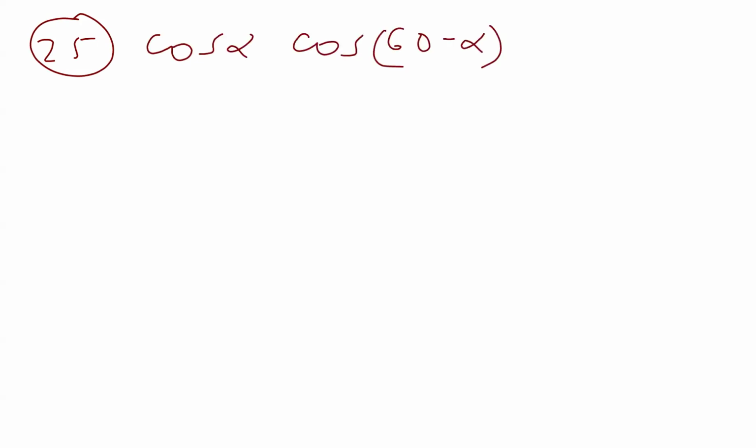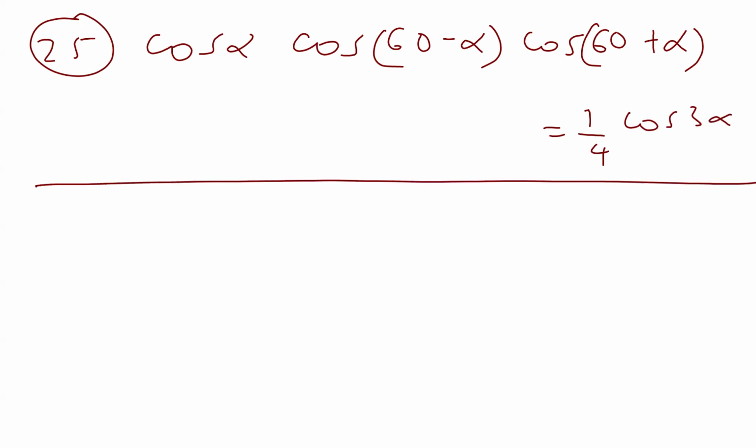I'm taking up question number 25 right now. We need to prove cos alpha into cos 60 minus alpha into cos 60 plus alpha is equal to 1 upon 4 cos 3 alpha. This is what we need to prove. Now see, there are two terms over here, cos 60 minus alpha and cos 60 plus alpha.